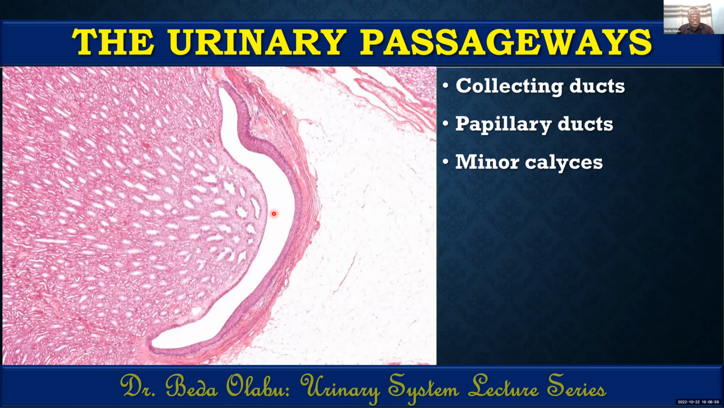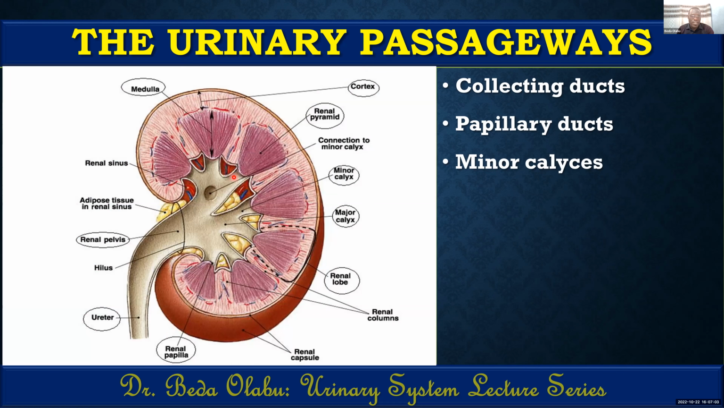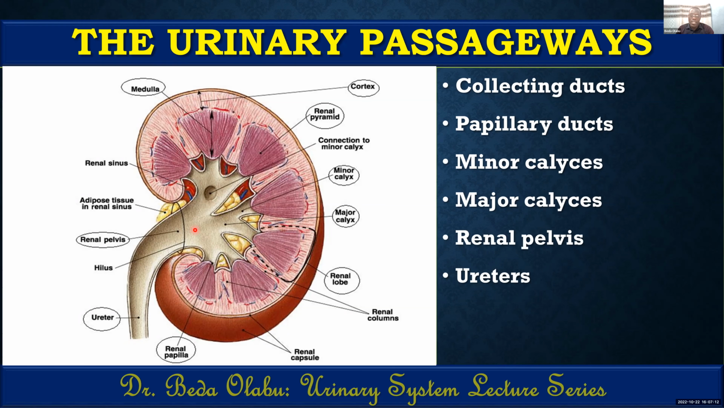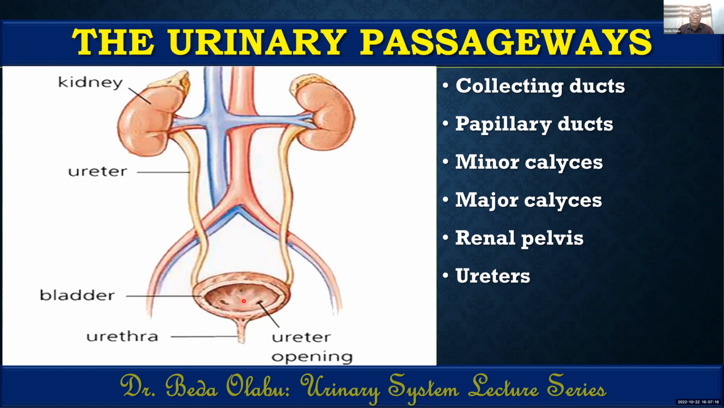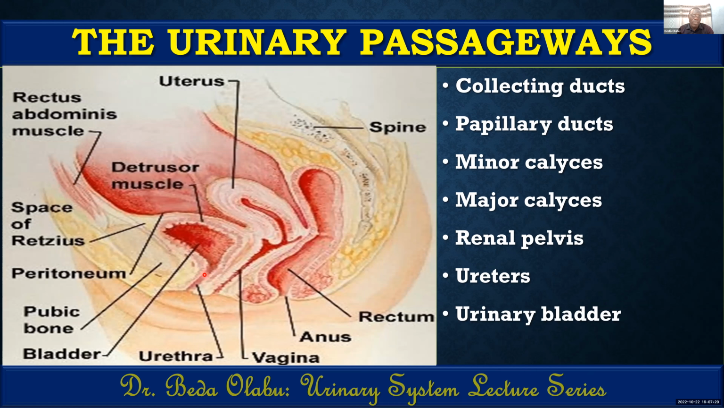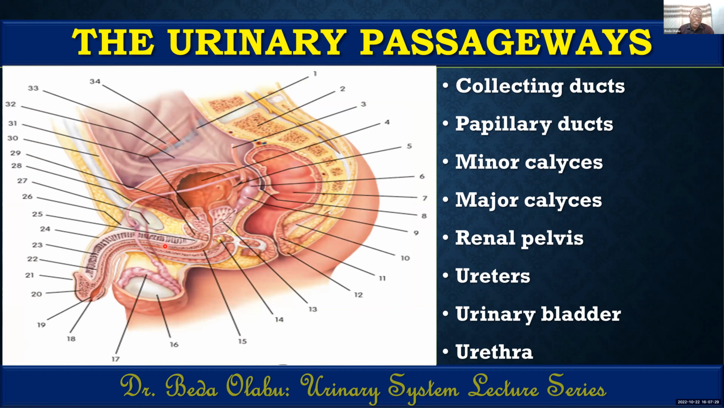Then from minor calyces, urine goes to the major calyces. From the major calyces, urine goes to the renal pelvis. From the renal pelvis, urine goes to the ureter. And from the ureter, urine goes to the urinary bladder. From the urinary bladder, urine goes to the urethra. This is how the urethra will appear in females. And this is how the urethra appears in males.